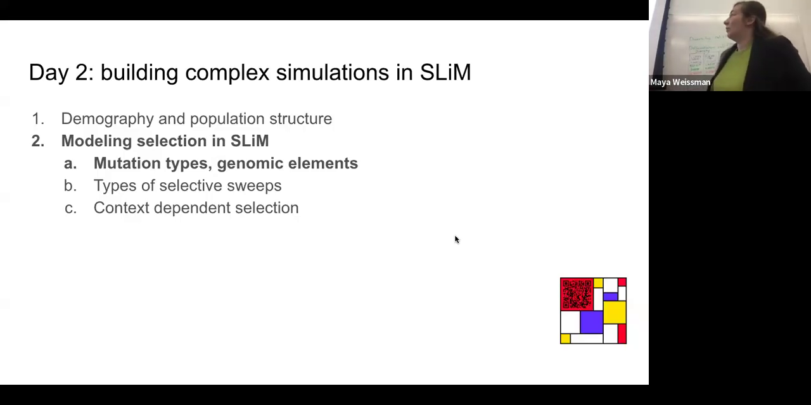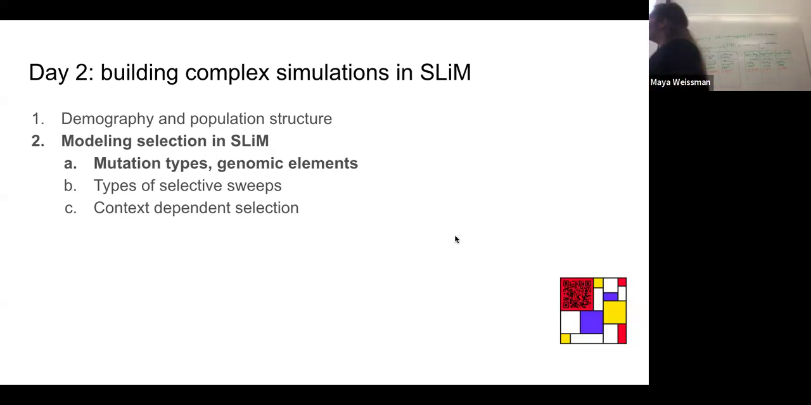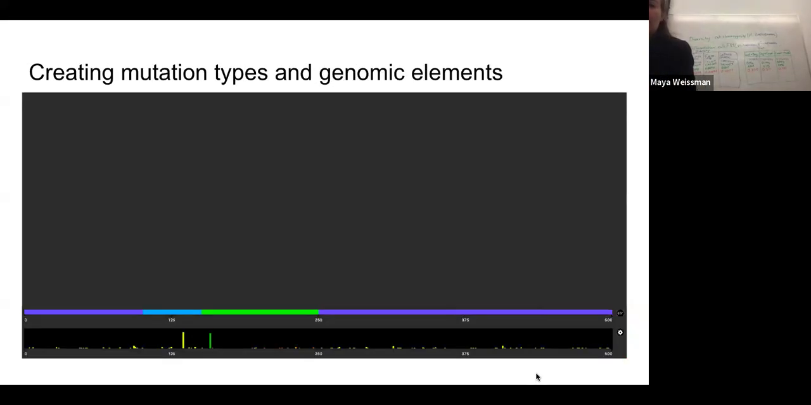All right, so we're now going to talk about modeling selection and get a little bit more in depth into what genomic elements and mutation types look like. And we're not going to get through all of this today. I think the most complicated section at the end is going to get punted to tomorrow, which is great.